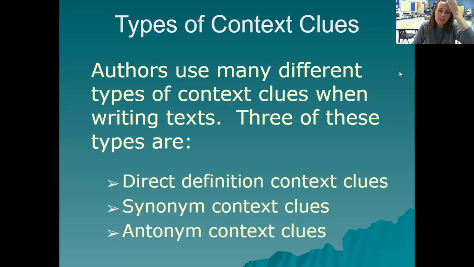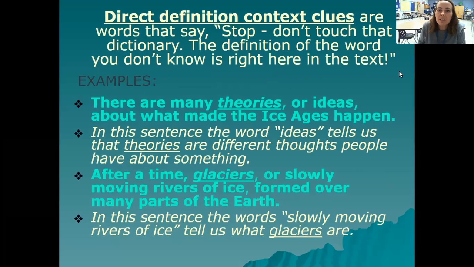So there are many different types of context clues that an author may give us when we're reading. So we're going to look at 3 examples today, and then we're going to practice and see if we can use those clues to help us figure out some unknown words in the text. So the first type of context clue is a direct definition context clue. These are the easiest to find. That's when the author basically gives us the meaning of the text, the exact definition right there in the text.